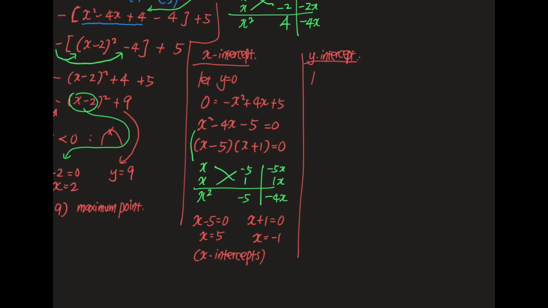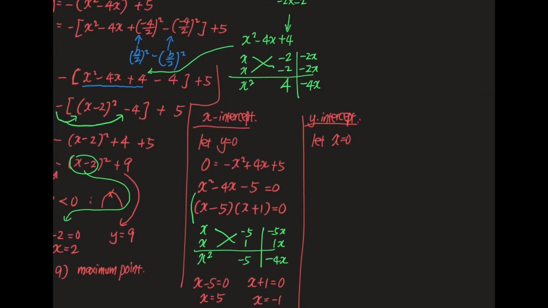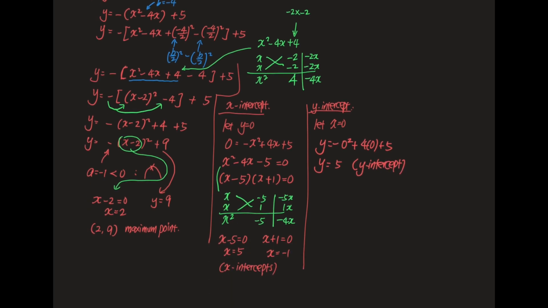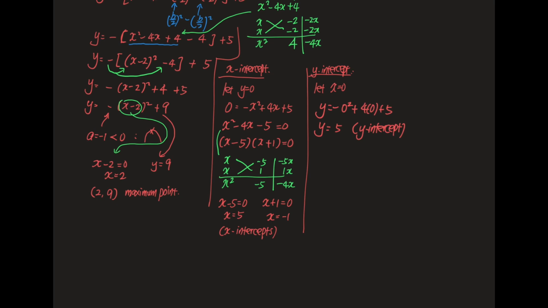Now we look at the third step. The third step is the y-intercept. So for the y-intercept, we let x equal to 0. Basically what we need to do is substitute 0 here and here, then find out the y. So y equal to minus 0 squared plus 4 times 0 plus 5. Y equal to 5. So this is the y-intercept.